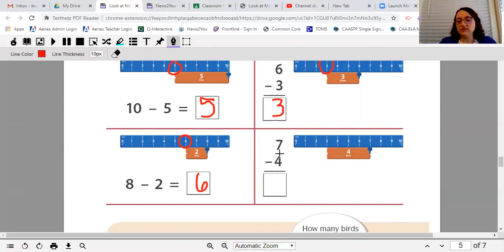And here we are starting with 7, and we're going to take away 4. So we're at 7, and we're going to go back 1, 2, 3, 4 to equal 3.